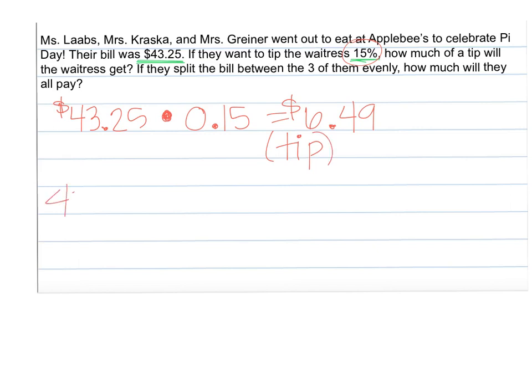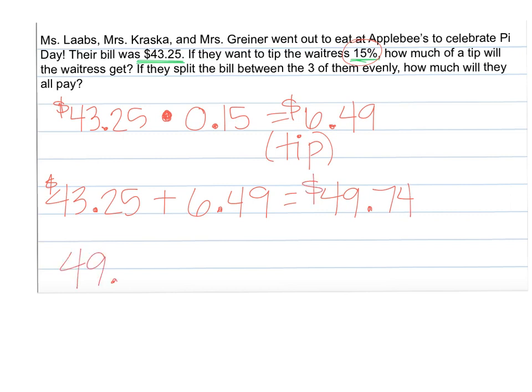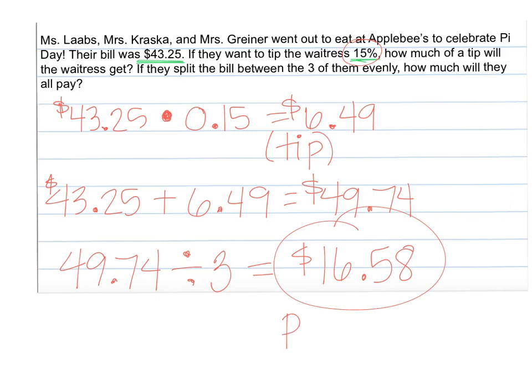We're going to add that to our bill so that we can figure out how much we're each going to pay. So I do 43.25 plus 6.49, and I get $49.74 was the total bill. There's three of us, so I take $49.74, I divide it by 3, and I get $16.58 per person.